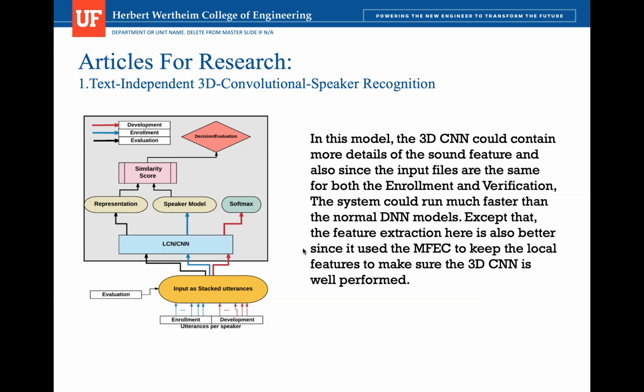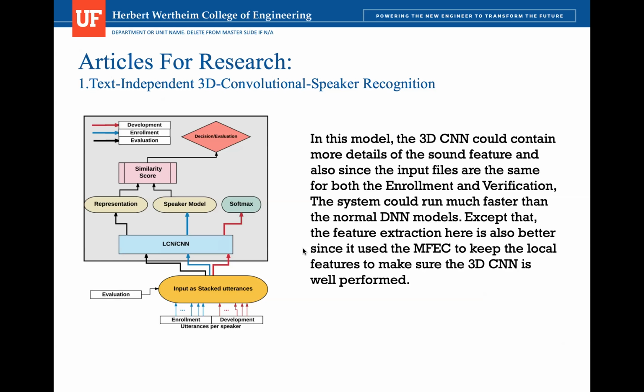In this model, the 3D convolutional neural network could contain more details of the sound features because it's 3D. Before, we used the 2D convolutional neural network in image processing; if we upgrade to 3D, we could add the details by time. It means we could get both enrollment and evaluation at the same time, because the input files for both of them are the same. The system could also run much faster than normal deep learning neural network models.